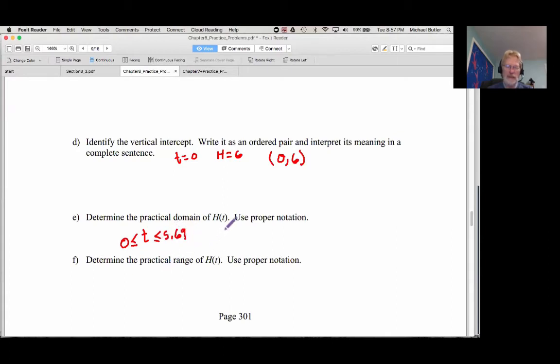Now you could, of course, again do this in interval notation. You can go from 0 to 5.69 in brackets because I'm including my endpoints.